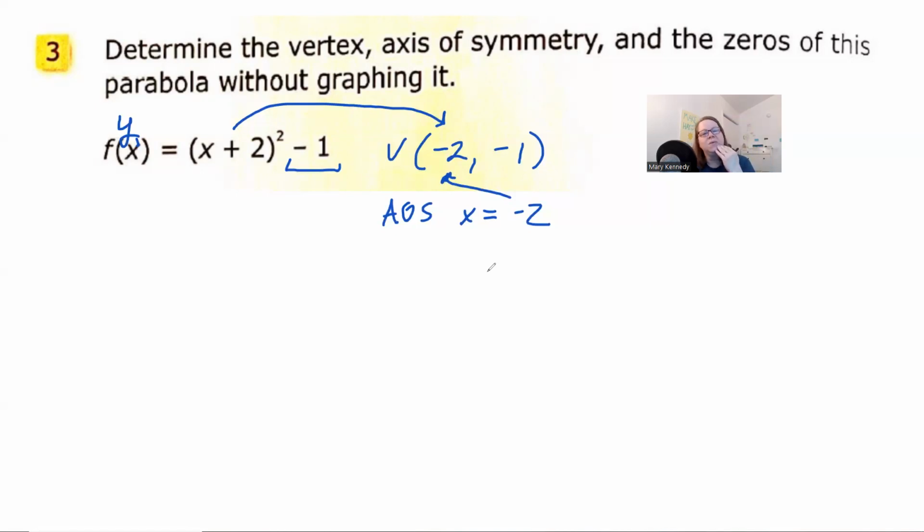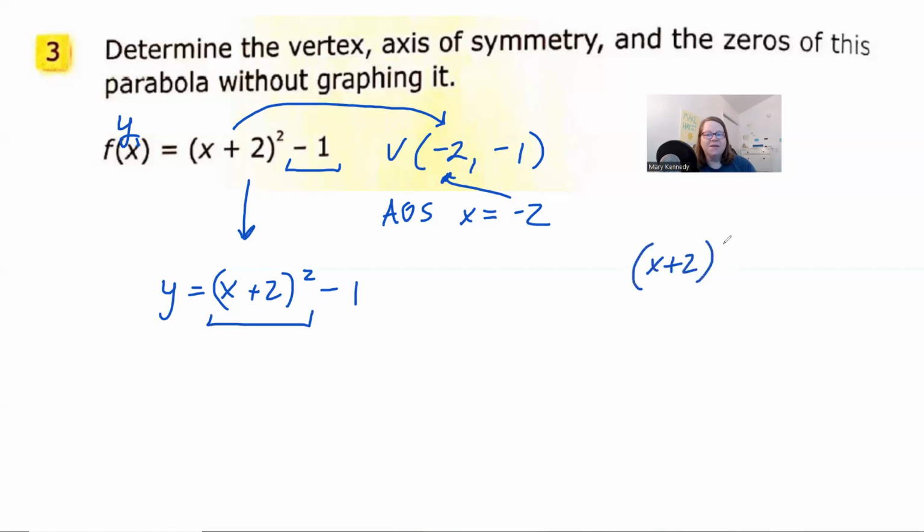Okay. So the zeros of this parabola, to do that, I mean, there's more than one way to do it, but without graphing it, I would recommend taking this. And let me just write it here, x plus 2 squared minus 1. And let's put it into standard form so that we can do the quadratic formula. So to do that, we want to square this. So that's a whole process in itself as well.